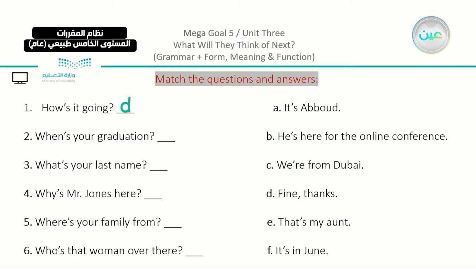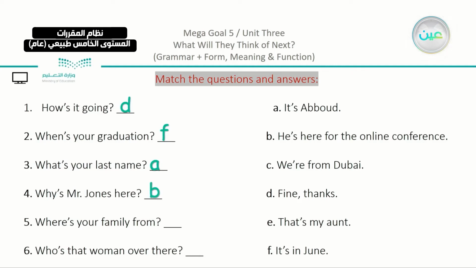When's your graduation? I'm asking you, when is your graduation? So what is going to apply here? The suitable one is going to be F, which is it's in June. What's your last name? I'm asking about a name. What is your last name? Which is it's Aboud. Why is Mr. Jones here? So I saw Mr. Jones. Why is he here? He's here for the online conference.